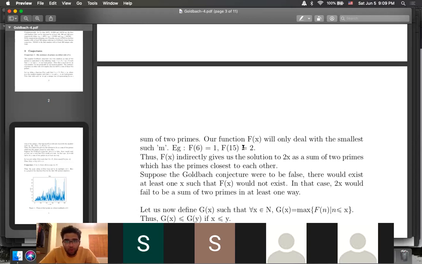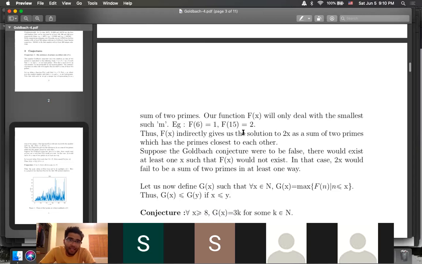f of 15 is 2. 15 plus 2 is prime, 15 minus 2 is prime. So f of x indirectly gives us the solution to 2x as a sum of two primes which has the closest primes to each other.